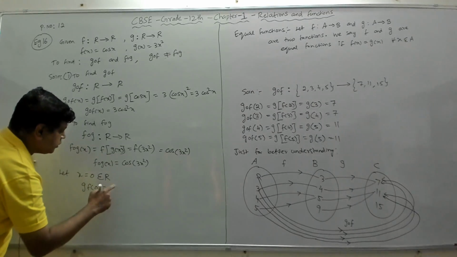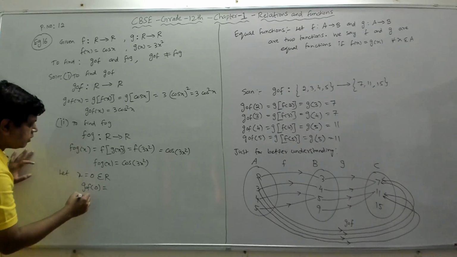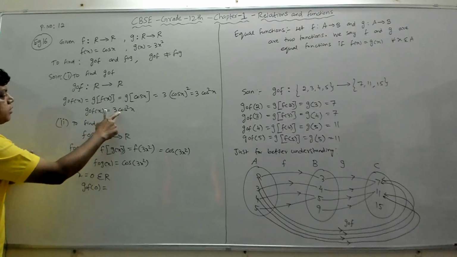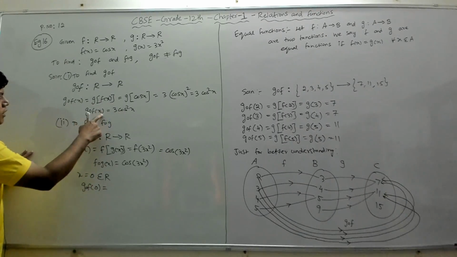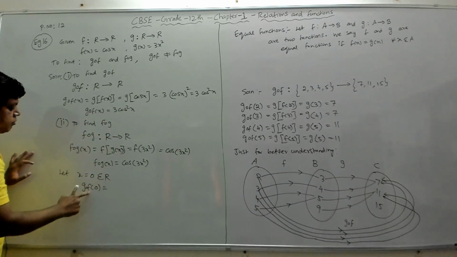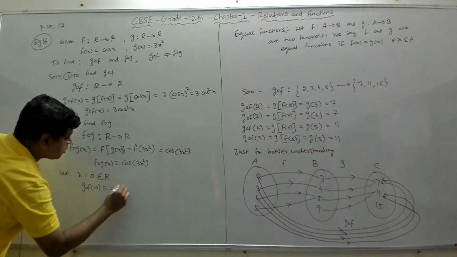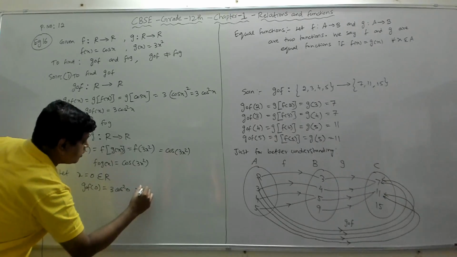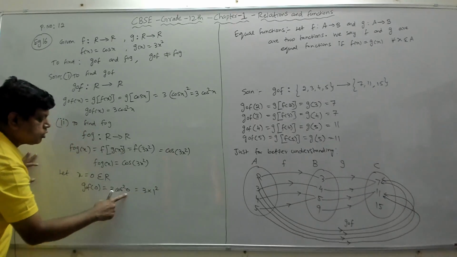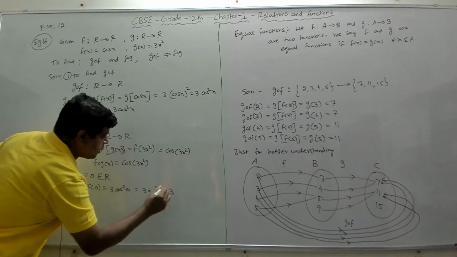What is g of f of 0? We know g of f of x is 3 cos square x. So g of f of 0 will be 3 cos square 0. That is equal to 3 into 1 square, because cos 0 is 1. So 1 square, which is 3.